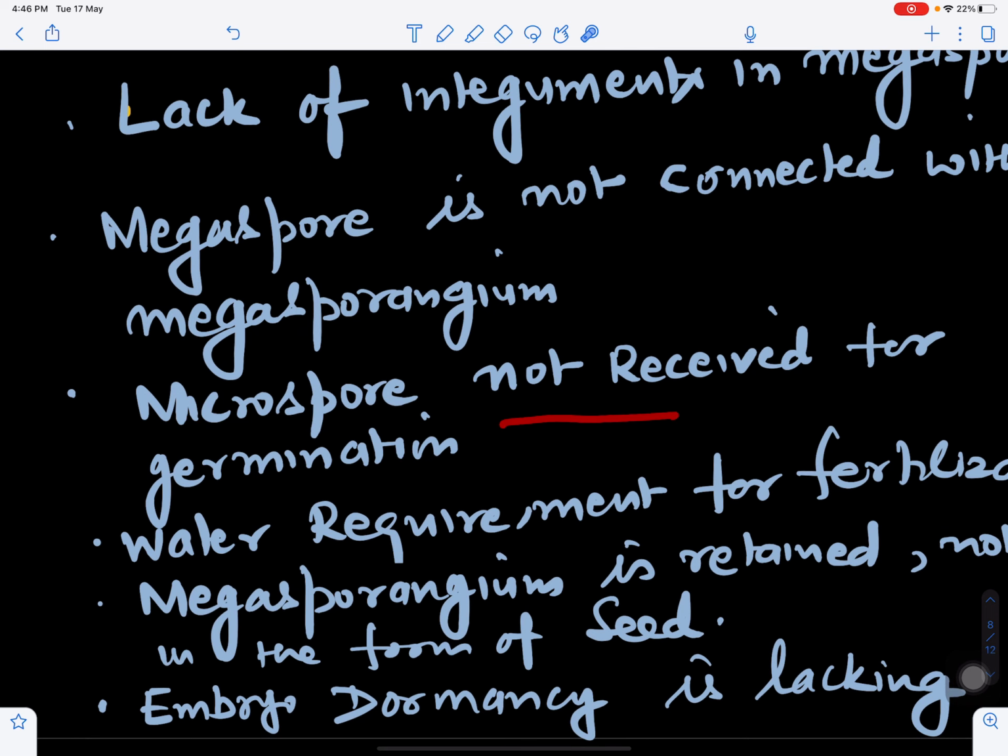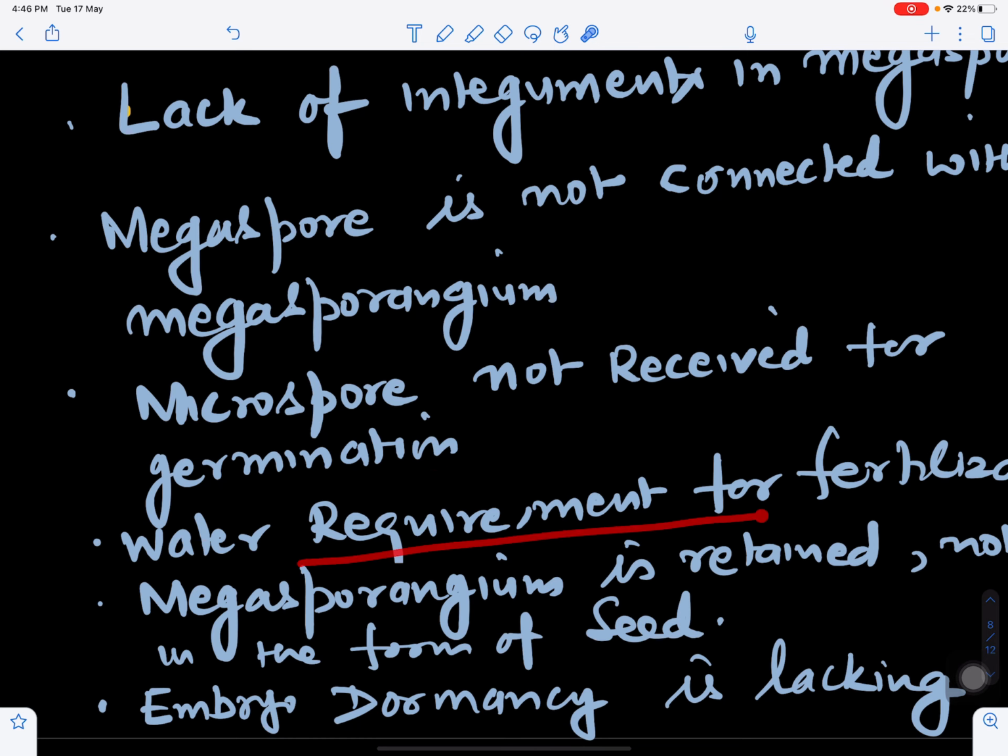Microspores, they are not retained for germination, right? Like if we see in an angiospermic plant, a pollen grain will fall on the stigma, it will germinate to form the pollen tube, and the pollen tube will carry the male gamete. This is called siphonogamy, and this is not found in the gymnospermic plant.